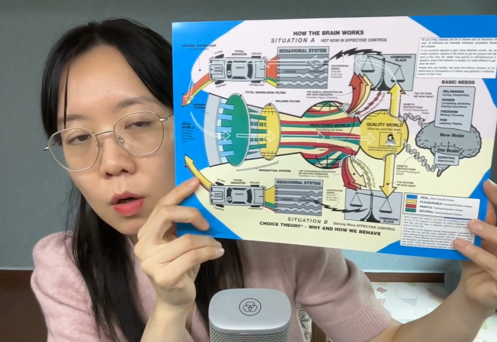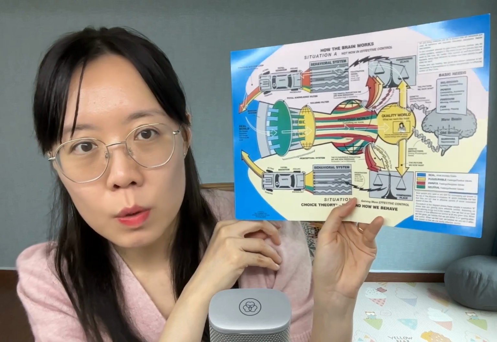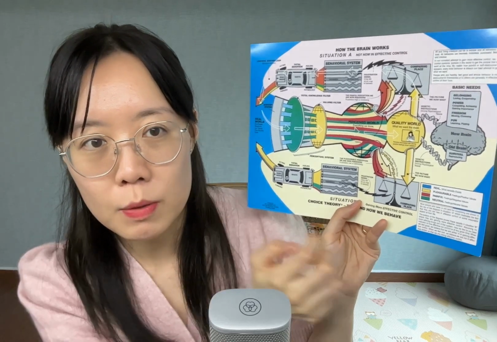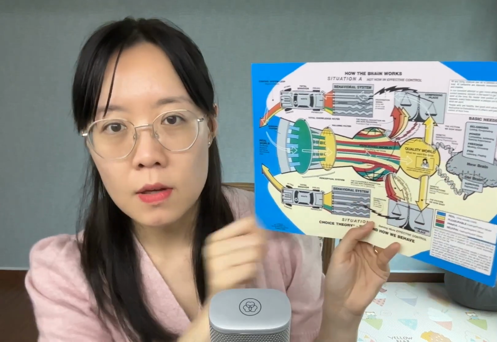Okay, so this is a short video. I hope it's been helpful to you. This is the entire brain chart. You can find it on the internet. Just Google CTRT brain chart. And maybe one day I'll go through more of the different parts of the brain chart. But we start with here, the 5 basic needs and the quality world.